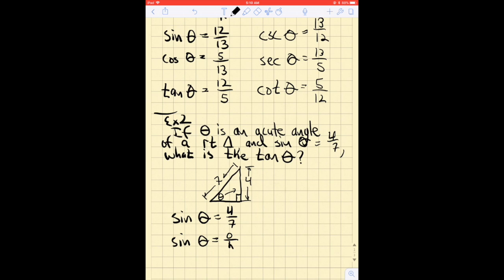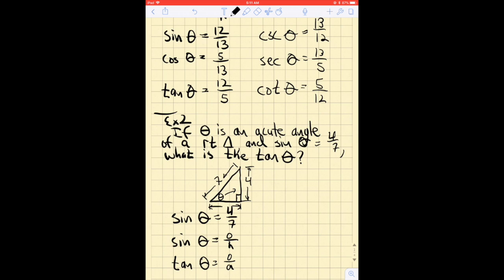Now, it says here, what is the tangent of theta? Well, tangent of theta is equal to opposite over adjacent. So if this is theta at the bottom left, and we know the opposite side is 4, we don't know what this side is. That's the adjacent side. And we need that adjacent side to get our fraction going for tangent of theta.